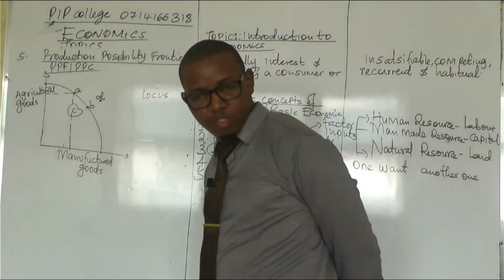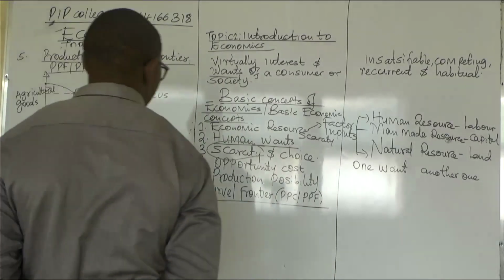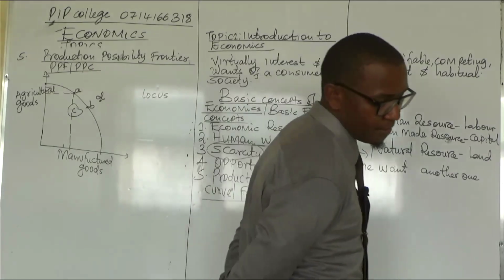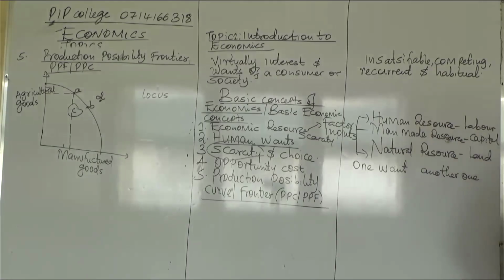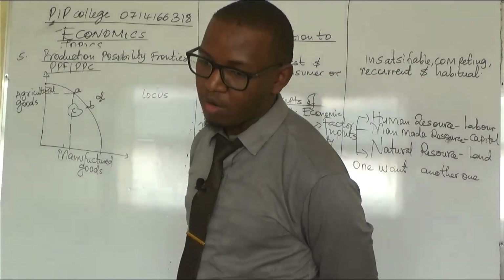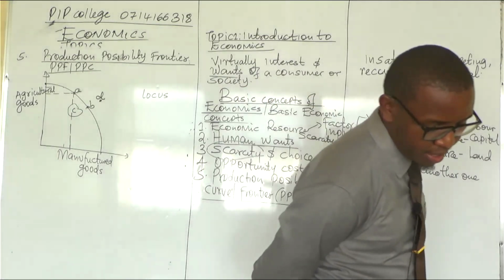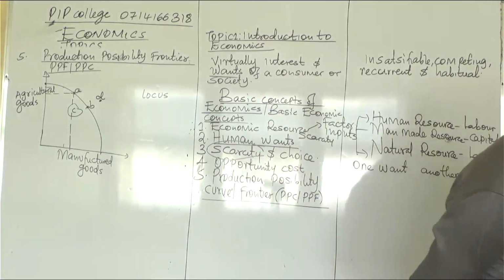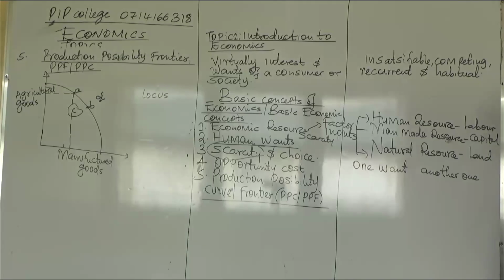See, points on the curve such as A and B show the maximum combination of output of the two commodities.